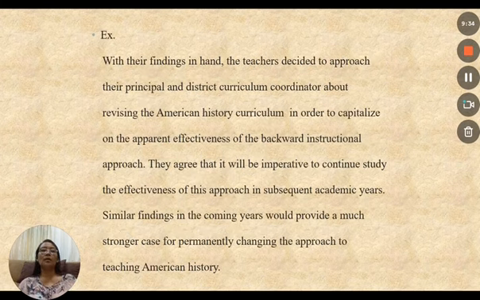Example: with their findings in hand, the teachers decided to approach their principal and district curriculum coordinator about revising the American history curriculum in order to capitalize on the apparent effectiveness of the backward instructional approach. They agree that it will be imperative to continue studying the effectiveness of this approach in subsequent academic years. Similar findings in the coming years would provide a much stronger case for permanently changing the approach to teaching American history.